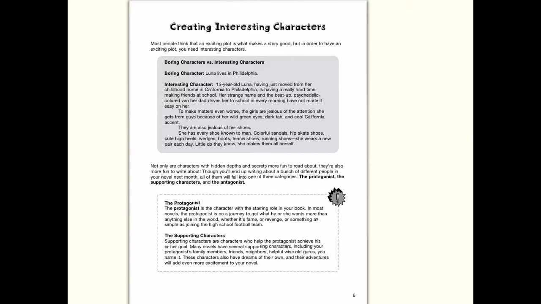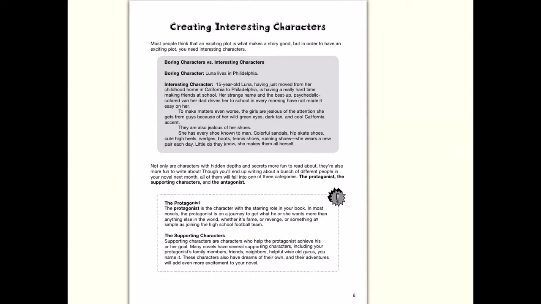Her strange name and the beat-up, psychedelic-coloured van her dad drives her to school in every morning have not made it easy on her. To make matters worse, the girls are jealous of the attention she gets from guys because of her wild green eyes, dark tan, and cool California accent. They are jealous of her shoes. She has every shoe known to man: colourful sandals, hip skate shoes, cute high heels, wedges, boots, tennis shoes, running shoes. She even wears a new pair each day. Little do they know she makes them all herself.